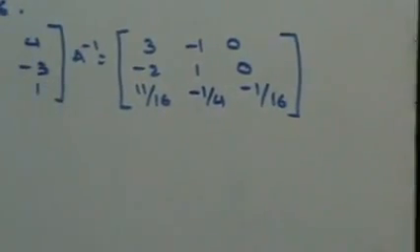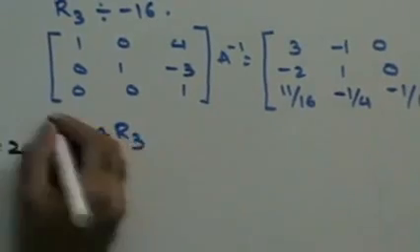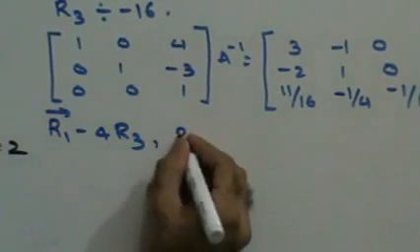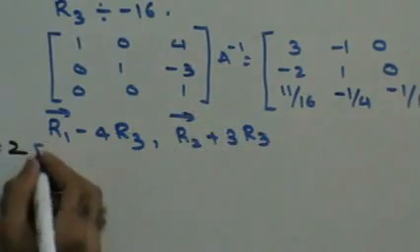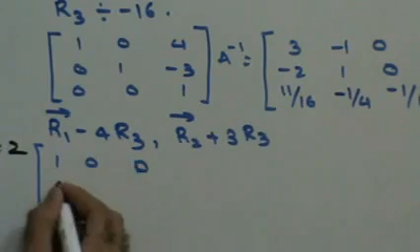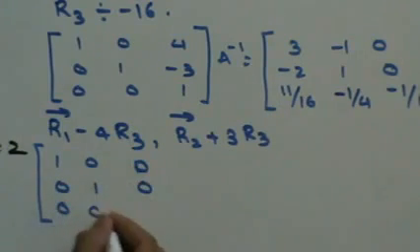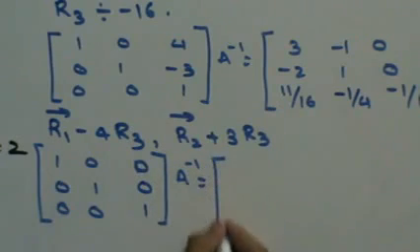Now I need to make the number in the 7th and the 8th position as 0. So this will be R1 minus 4R3, and this is going to be R2 plus 3R3. So in that case, this will become 1 0 0, 0 1 0, 0 0 1 into A inverse. Okay, this should be interesting now.